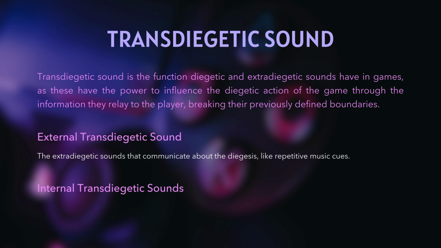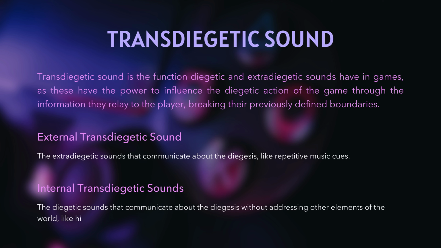These sounds are all the non-diegetic sounds that communicate something about the diegesis, about the game's world, like repetitive music cues. If you hear fighting music, you know a fight is going to happen and you're going to control the character accordingly. On the other hand, internal transdiegetic sounds are diegetic sounds that communicate about the game's world without addressing other elements. For example, a character giving you a hint to inform you which path to take.